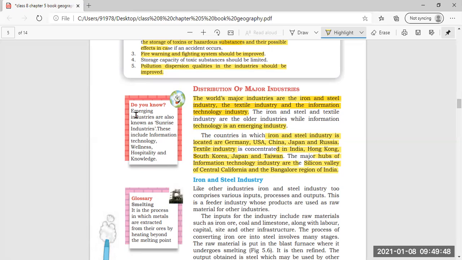Now, do you know what emerging industries are also known as? Emerging industries are also called sunrise industries. You can underline this. These include information technology, wellness, hospitality, and knowledge. So, these are called sunrise industries.